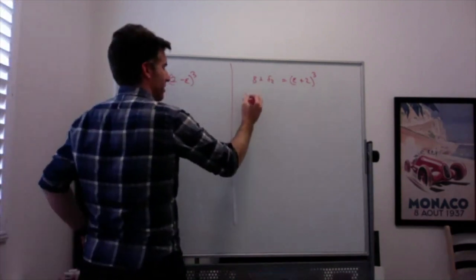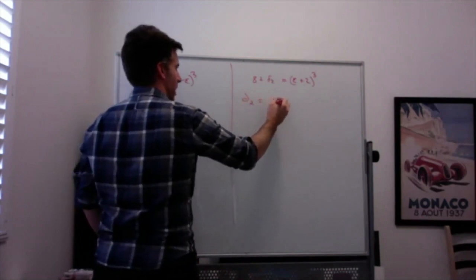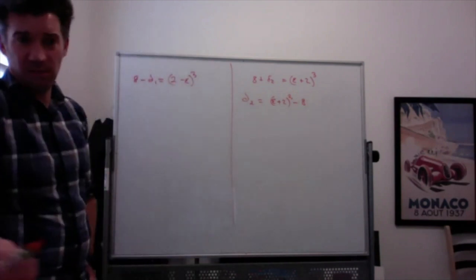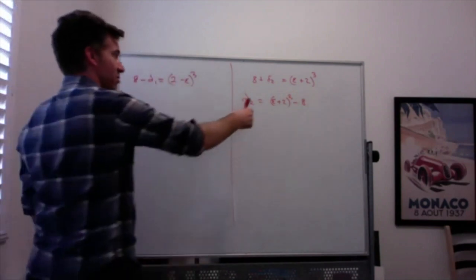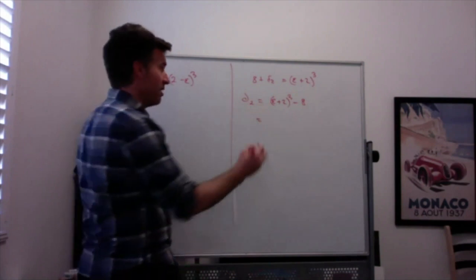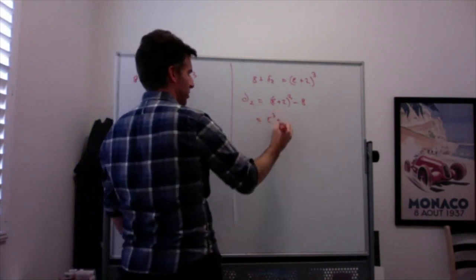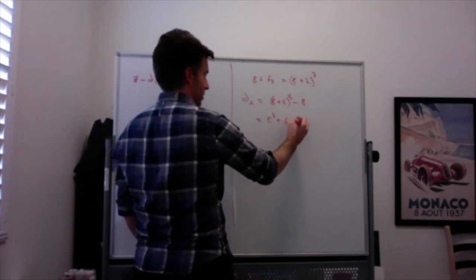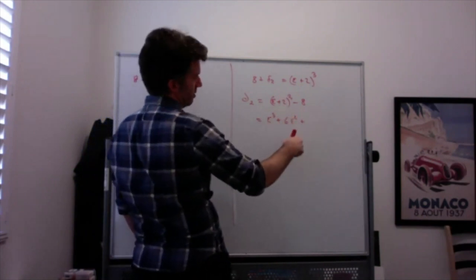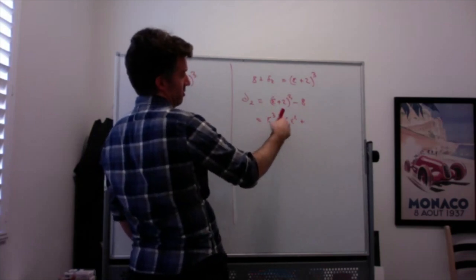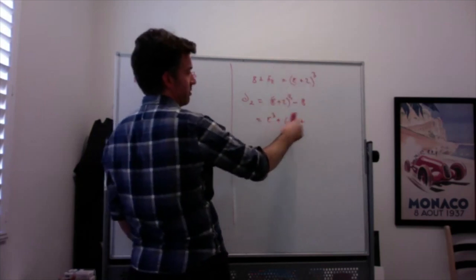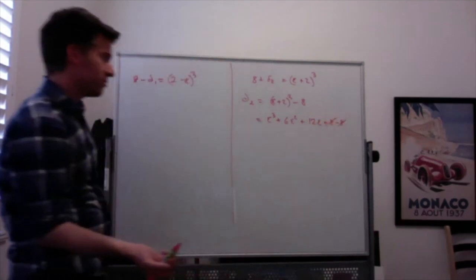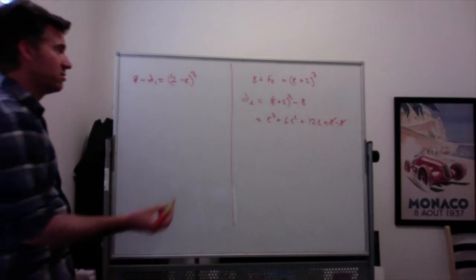Here, delta 2 is going to equal epsilon plus 2 cubed minus 8, which you could totally simplify if you wanted to. You could multiply it. I don't know if that's really necessary, but this is epsilon cubed plus 3 epsilon squared times 2, so 6 epsilon squared plus 3 times epsilon. Sorry, it's been a while. 3 times 4 is 12 epsilon plus 8 minus 8. So there's your delta 2.